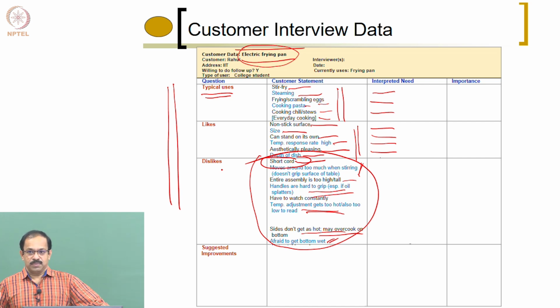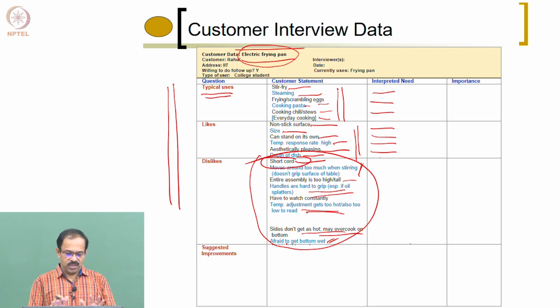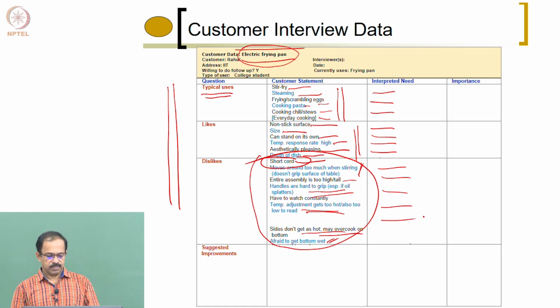So what does it mean? When you design a product, you need to make sure that these things are addressed, so that the customer won't be having this kind of problems. That is the interpretation that you can get from here, and accordingly you interpret what are the needs that you can put from here.